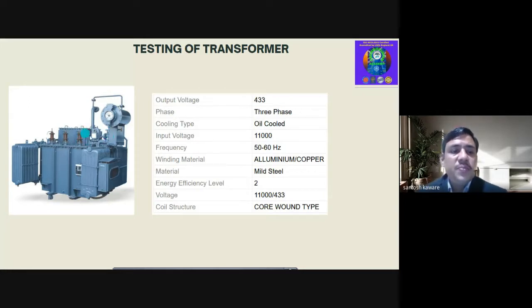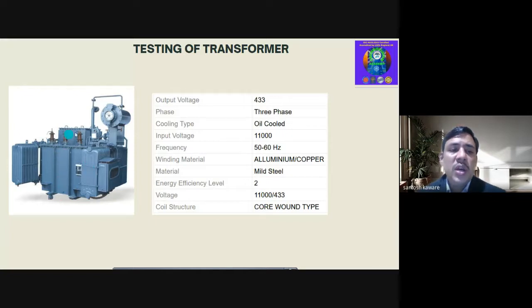Then there is a Buchholz relay, that is also given, so that also needs to be checked for guaranteed operation during a critical condition for the transformers. And for the distribution transformer there is no oil force cooling, there is no pump provided, just through natural circulation oil goes through here and it gets cooled.